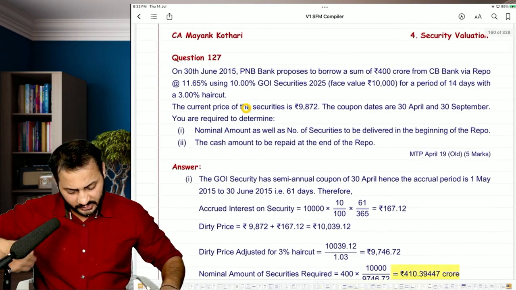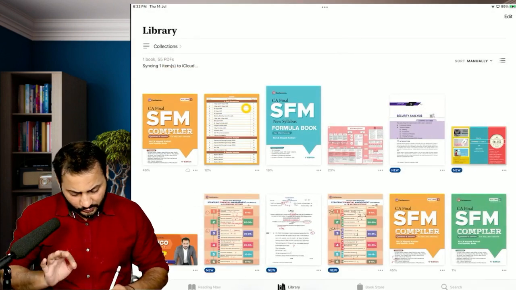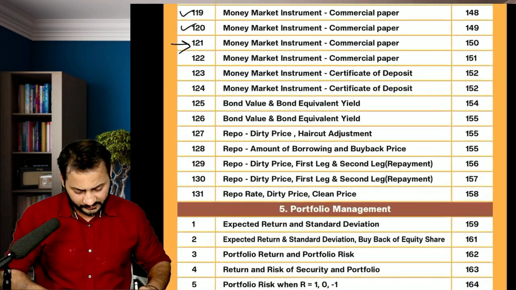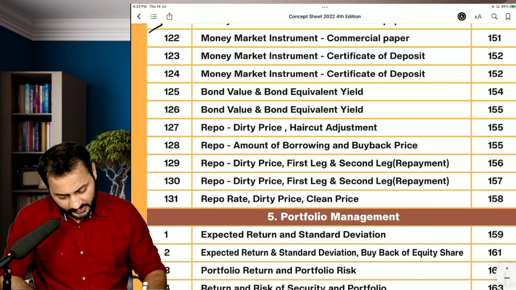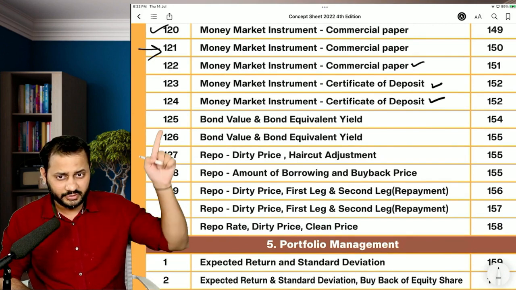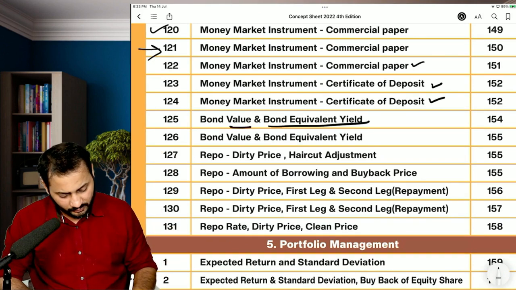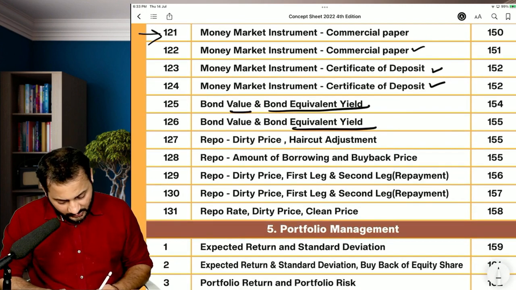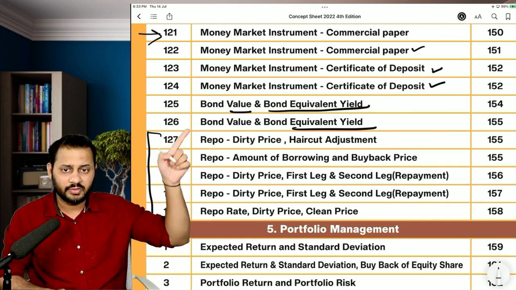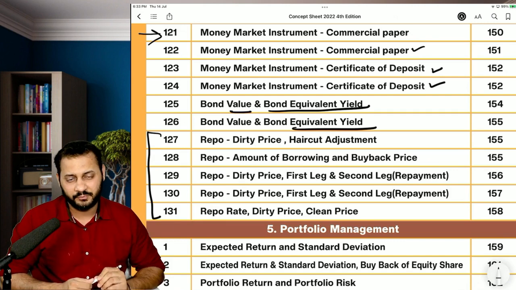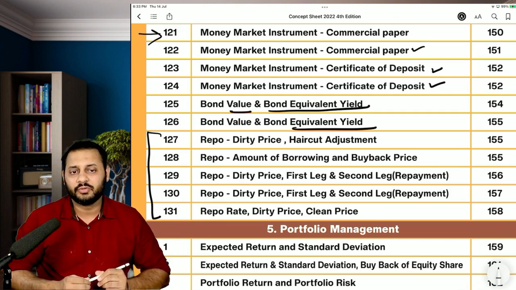127 is going to be another question. Now please understand, there are only 4 questions left in this section and only one concept. Please have a look. We are done with these questions: commercial paper, certificate of deposit, and the last 2 questions were bond value and the bond equivalent yield, discount rate, and all that. Now there are, I think, 127, 8, 9, 10, 5 questions left, and all of them are on repo. What is this repurchase agreement? Repo rate and reverse repo rate you need to understand.